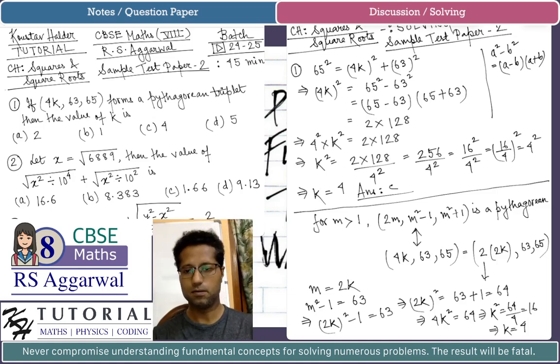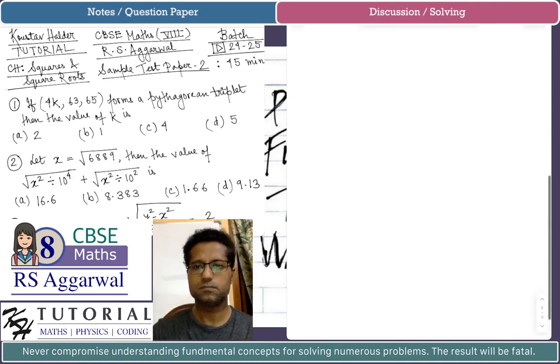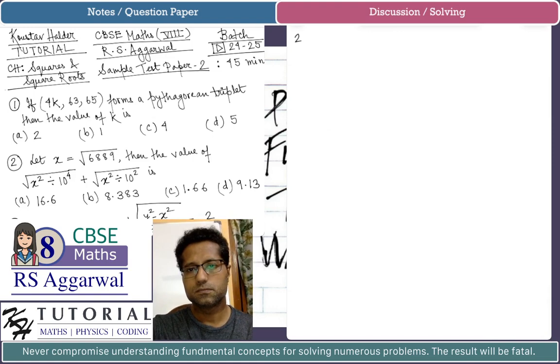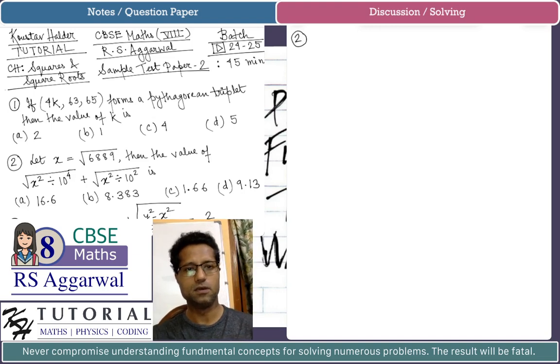Okay, let's do problem number 2. Problem number 2 says let x is equal to square root of 6889. Then the value of some expression is given, and we have to find its value. In the given expression we can see the term x square.